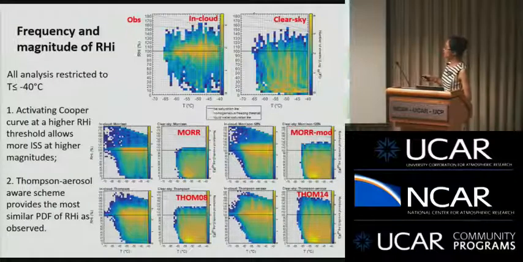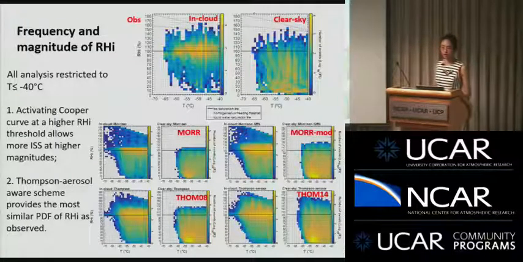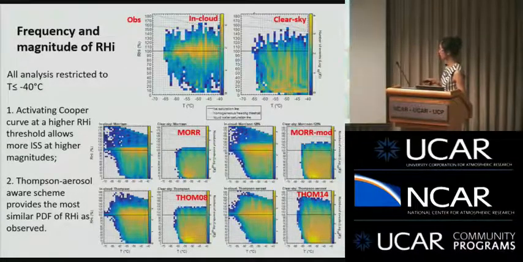But the variability seems to be a bigger issue. So we can see in several of the schemes that actually included the Cooper parameterization, there seemed to be a cutoff here at 108%, here at 125%, and here at 125%. That is exactly where Cooper parameterization is actually initiated. And the last parameterization, which doesn't have Cooper parameterization, so far has the closest PDF of RHI compared with the observation. So please keep in mind how the Cooper curve actually influences the other simulations, as I'm going to show.